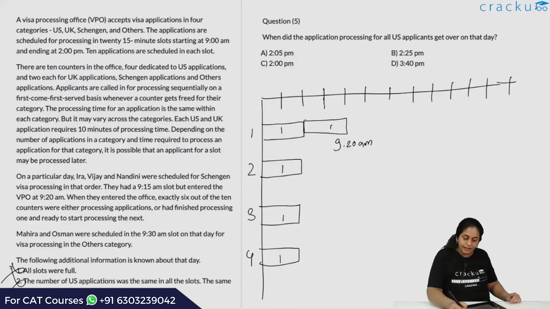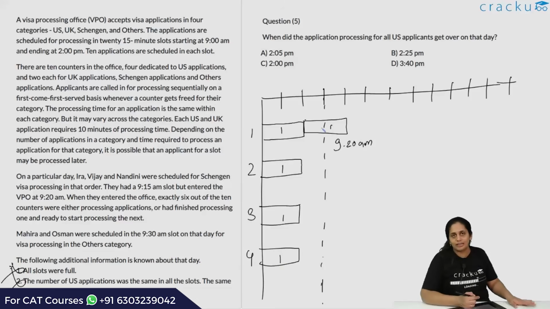Till 9:15. The remaining counters are essentially having slack time. Why do they have slack time? Because there are 5 applicants per slot, 5 applicants per 15 minutes. So this 1, 2, 3, 4, 5 are done. So only the first counter is really busy after 9:10. After 9:10 a.m., second, third and fourth counter are essentially chilling. So second, third, fourth counter are waiting.